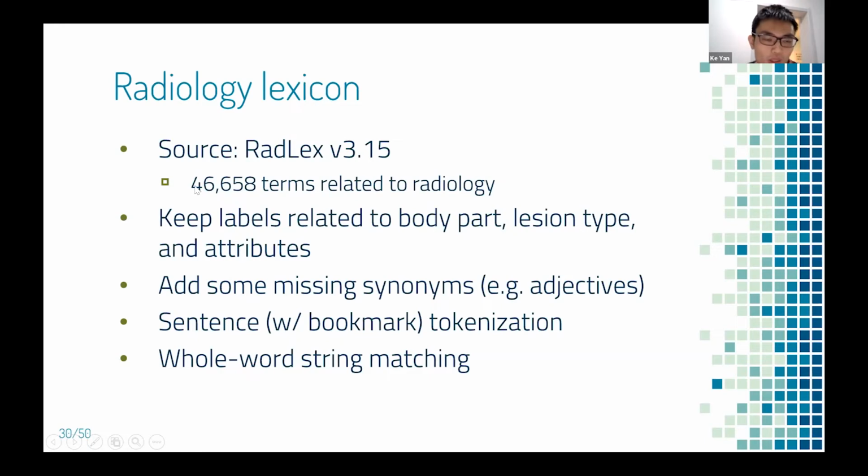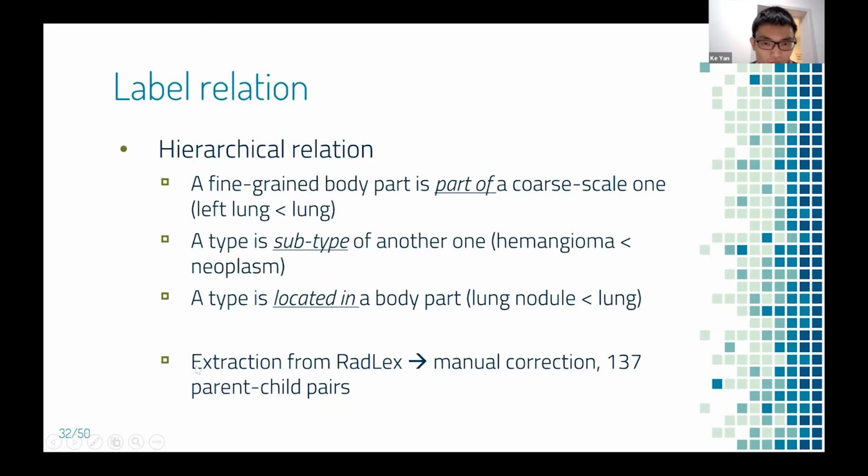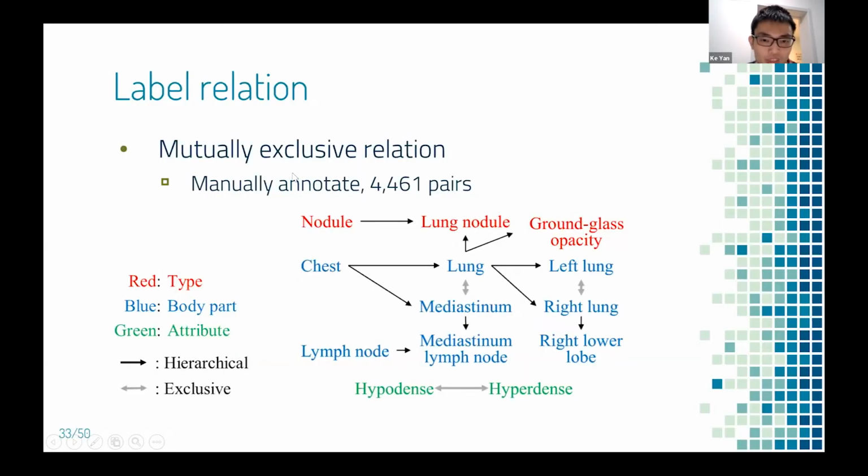First, we define our radiology lexicon, which we found in an online ontology called RadLex. In total, we defined 115 body part labels, 27 types, and 29 attributes. And we also defined some label relations. For example, a hierarchical relation is, for example, left lung belongs to lung. And there are also some mutually exclusive relations. For example, left lung and right lung are mutually exclusive.